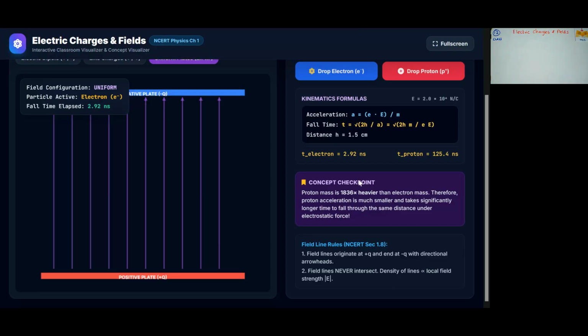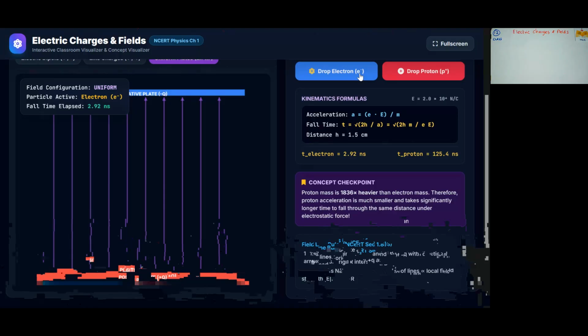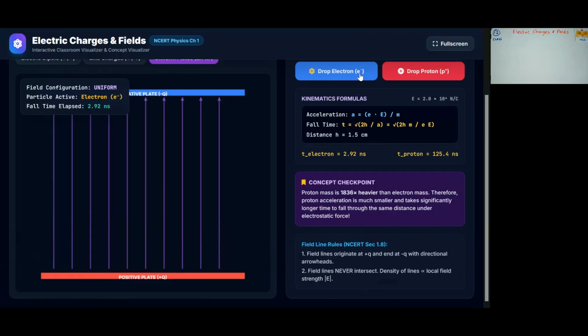Okay, now click the drop electron. Watch the blue dot accelerate rapidly downward to the positive plate. The measured fall time for the distance h equal to 1.5 centimeter is t equal to root of 2h me by eE, which gives 2.92 nanosecond.